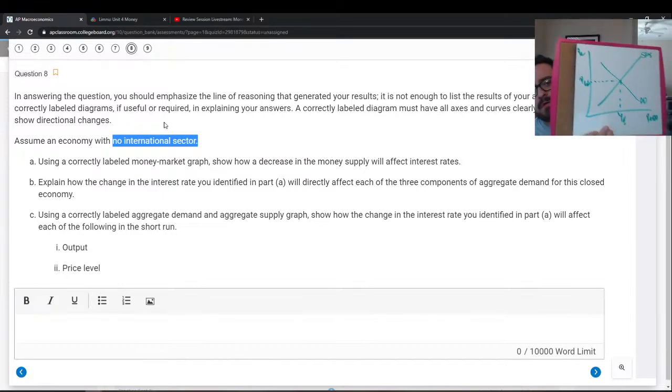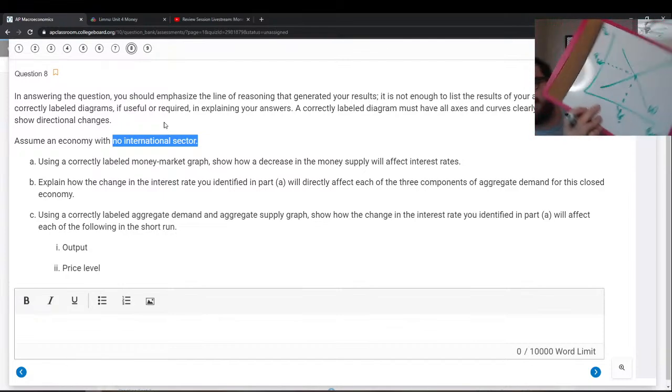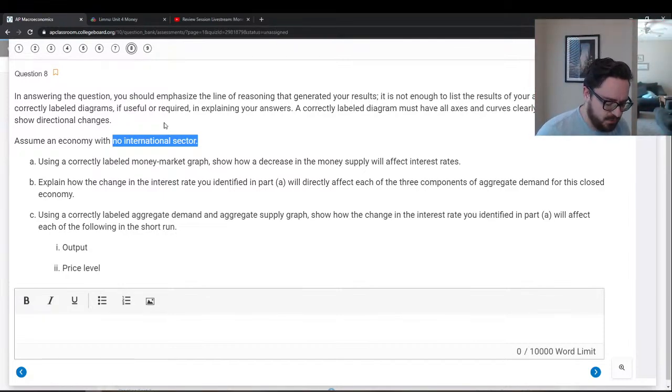So I'm drawing it. Boom. It says to show how the change in interest rate identified in Part A will affect output and price level. Output is just GDP. Guys, stop getting freaked out by it. They're asking what happened to GDP and price level. Okay, well, I just said in B, three different parts of aggregate demand are going to decrease. So aggregate demand should decrease. That is not rocket science. Drop, drop, drop.